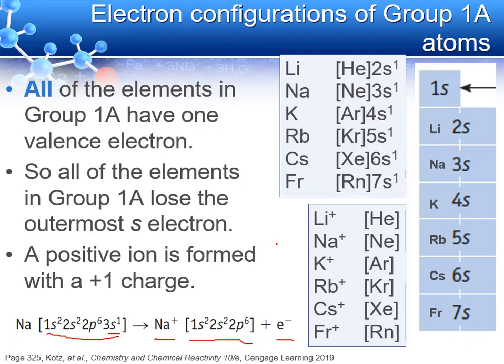So you can just look at the electron configuration and you can easily predict that all of the elements in group 1A would lose 1 valence electron to form +1 cations.